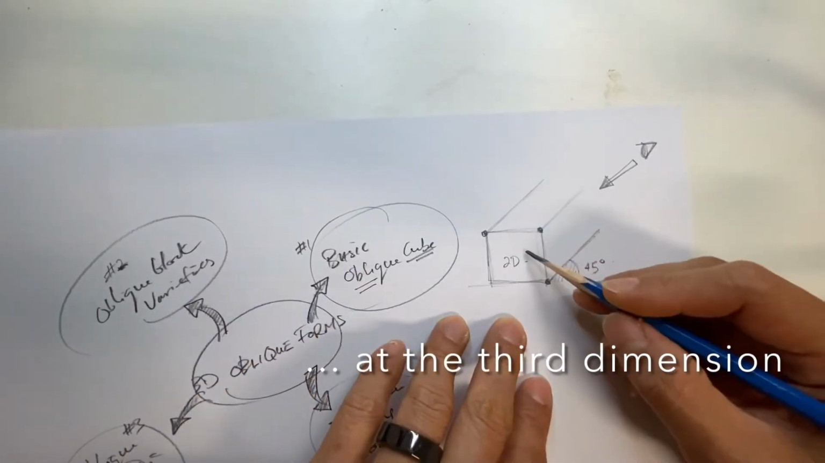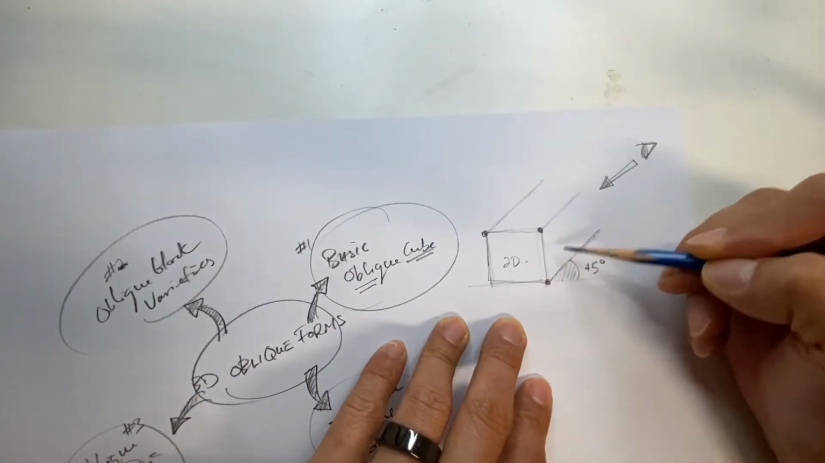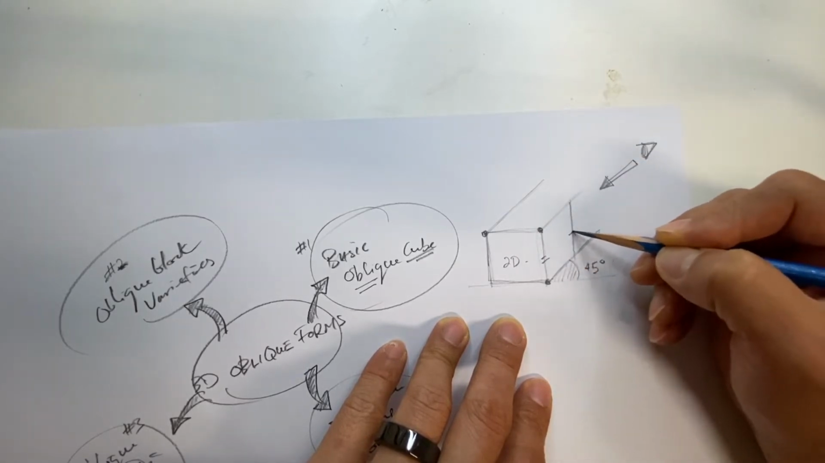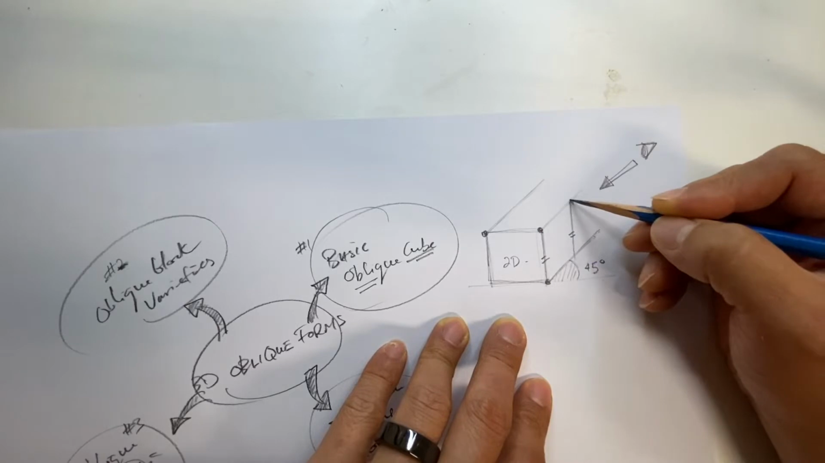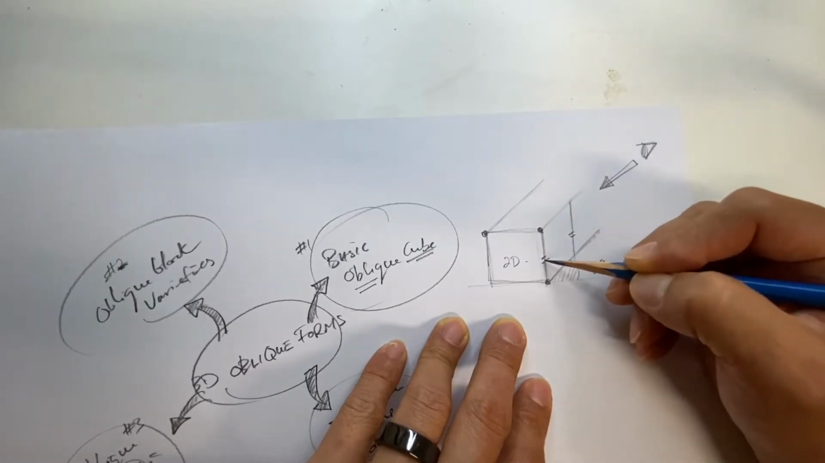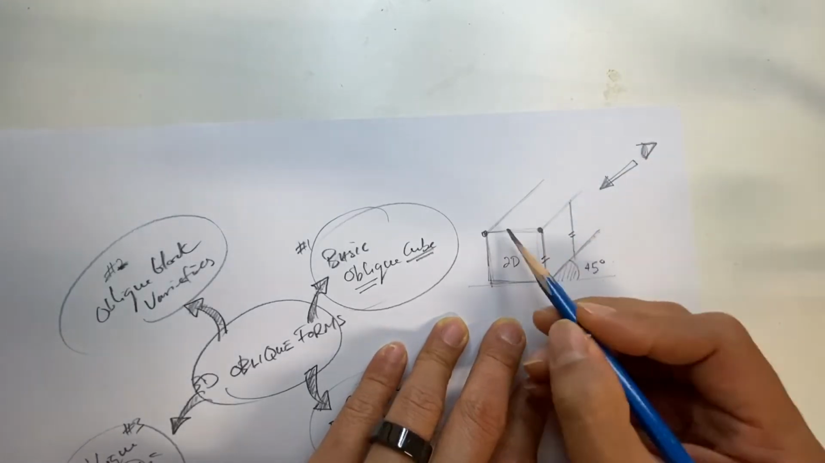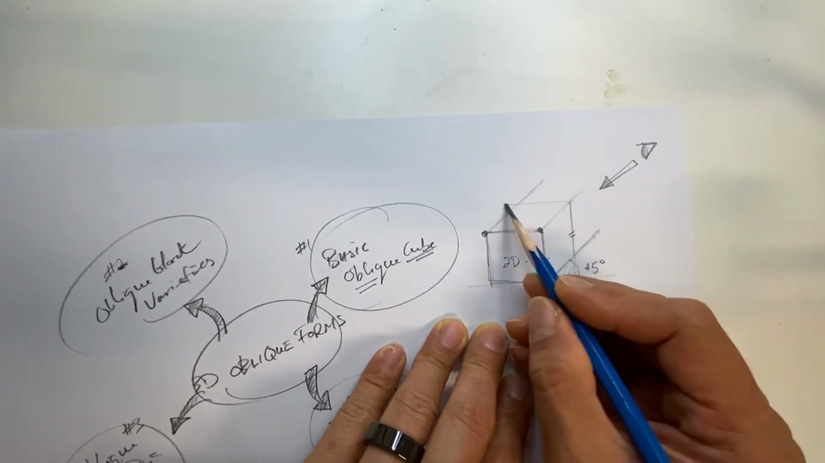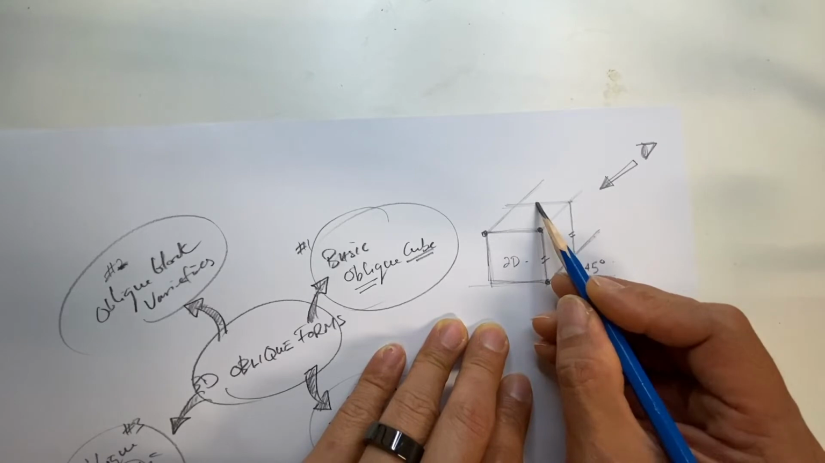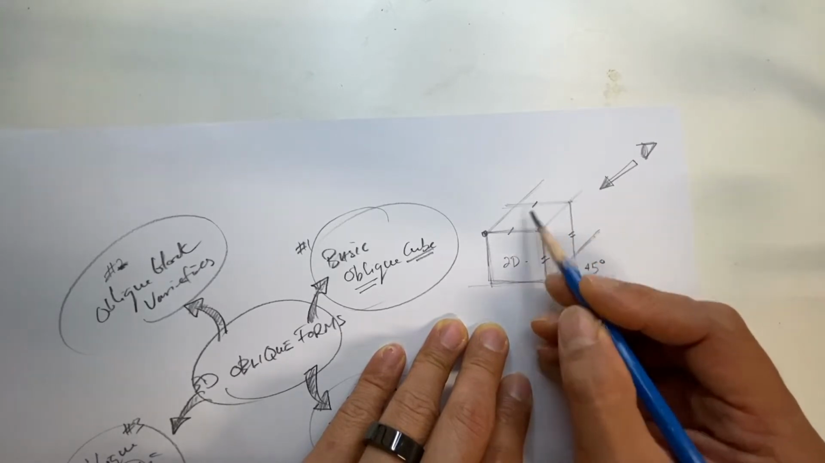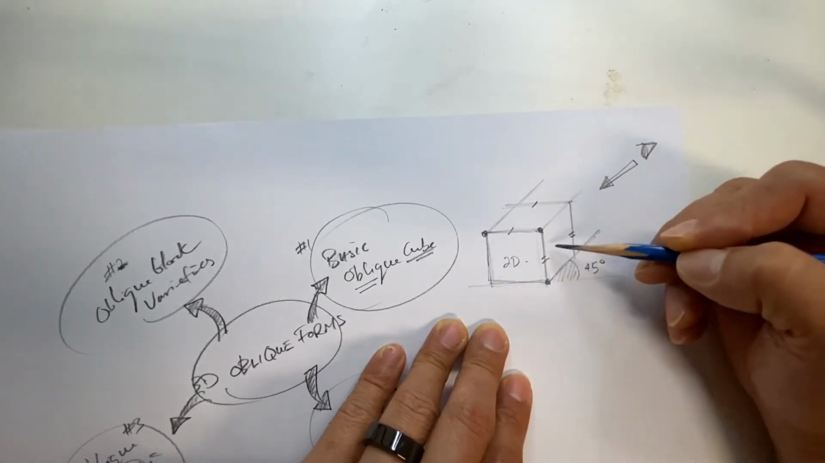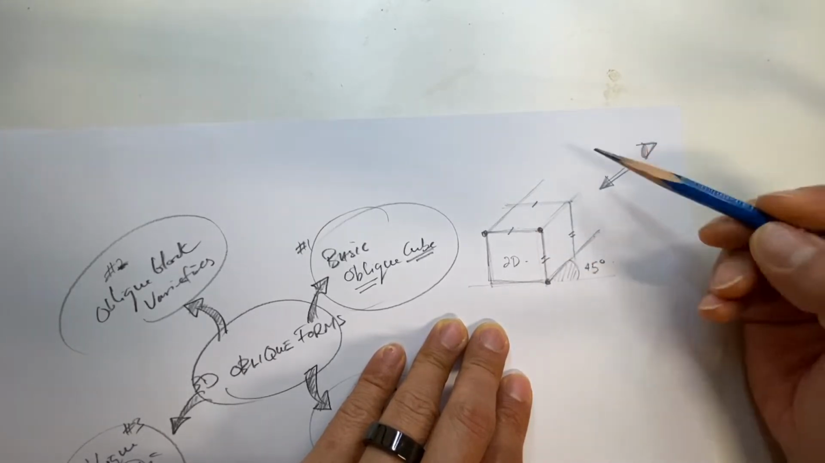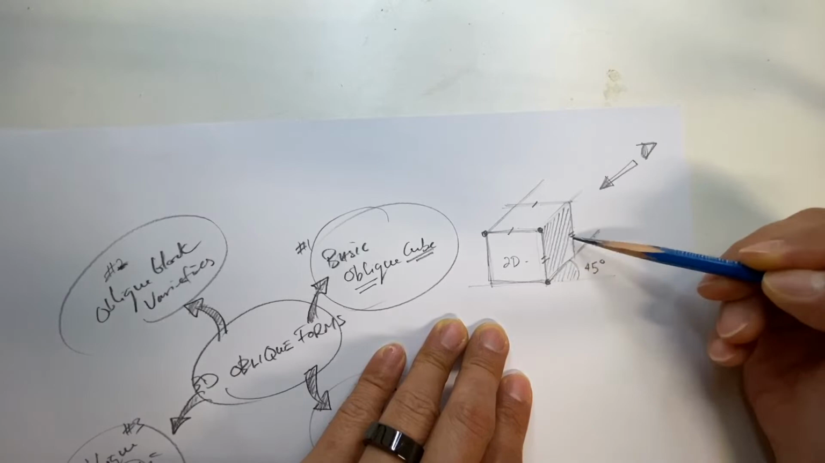Now to finish off this cube, all you need to do is draw parallel lines at the back. The vertical lines at the back are parallel to the front, and the horizontal line in the front is in the same direction as the horizontal line at the back. These two lines are also parallel. Once you get the parallel lines right, your cube in oblique drawing will look decent.